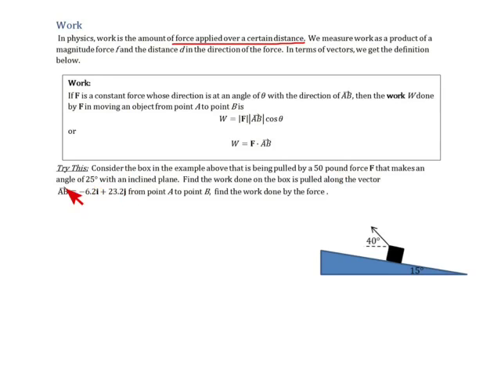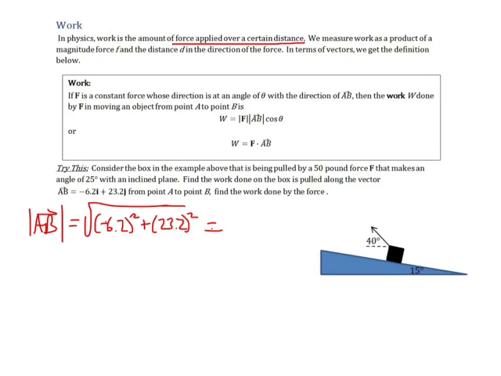We can go a couple ways. We could find the magnitude of this, and we know the angle is 25 degrees, and then we could use the first formula. Or we could find a vector for F. Well, let's go with the first one to start. We have the magnitude of AB is the square root of negative 6.2 squared plus 23.2 squared. And so this gives us a magnitude of 24.01. We'll round off there, that's good.